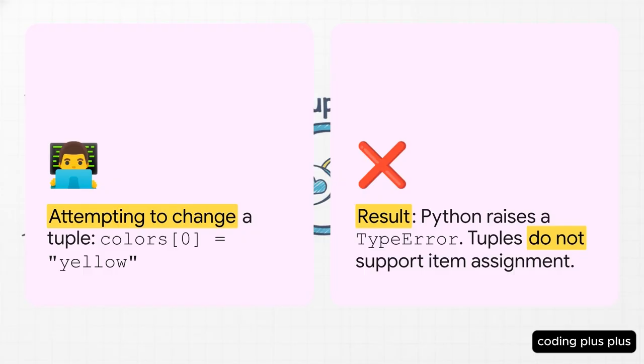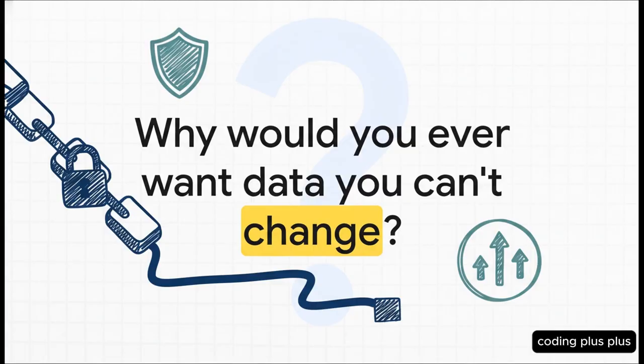And the message couldn't be clearer. Tuple object does not support item assignment. It's a hard and fast rule, no exceptions. So you're probably thinking, why is this even a thing? Why would I ever want a container for my data that I can't change? And that's a fair question. It might seem like a limitation, but it's actually an incredibly important feature for writing safe, bug-free, predictable code.